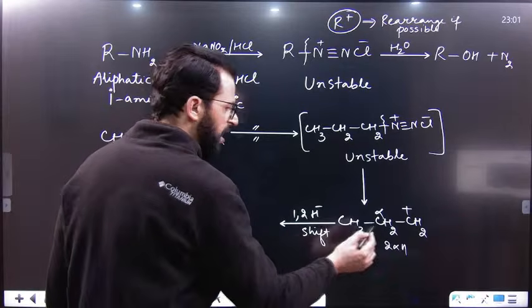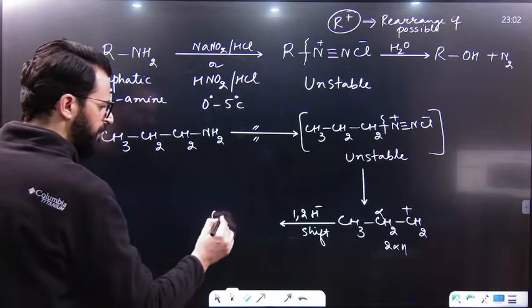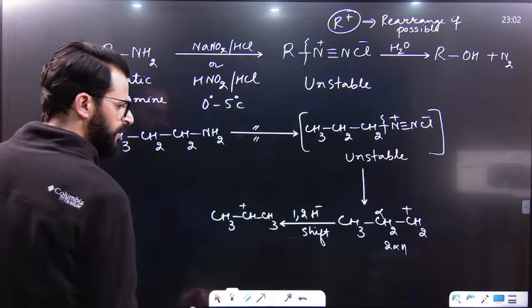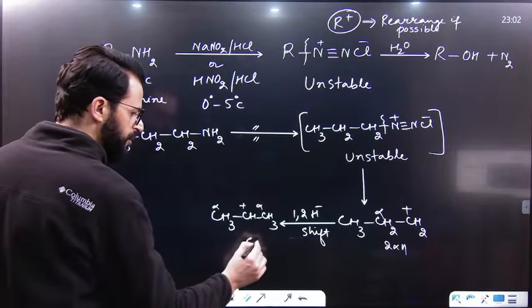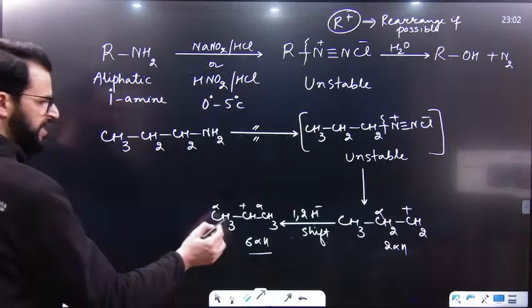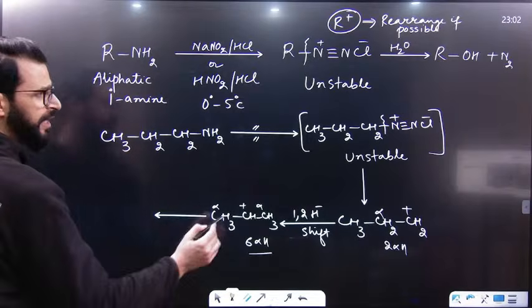With the electron, I will shift this hydrogen to this, and it will result in the formation of a more stable carbocation. Have a look. So this is having 6 alpha hydrogens. It was having 2 alpha hydrogens. Now it's having 6 alpha hydrogens. That means it's more stable. Now after that, what will we do?